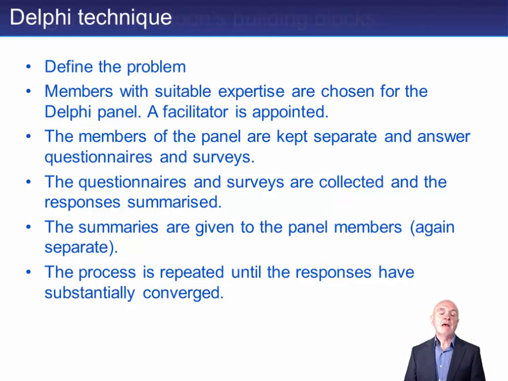The questionnaires are collected and the points are summarised. Then the summaries are distributed again to all of the members. So now they see what other people have said, and maybe the arguments that other people have used, and you're asked, in the light of this, to again forecast what you think the exchange rates and the unemployment rates would be, and again maybe give your reasons for those decisions.